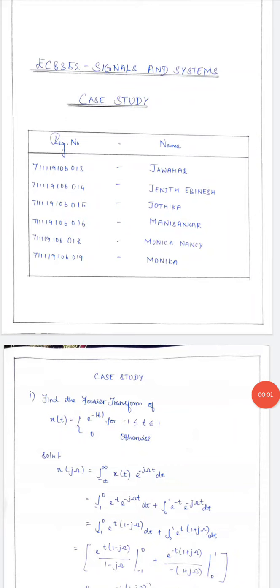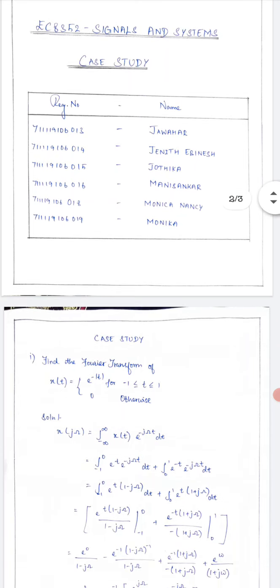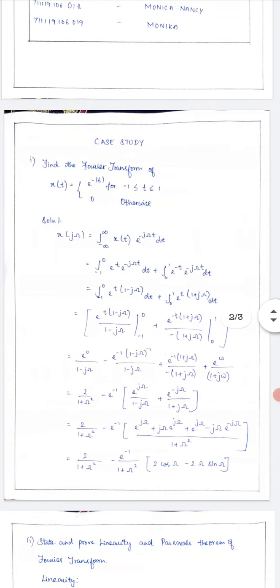Hello everyone, we are group 3 of EC doing a case study on Fourier transform and its theorems. First we will look at a problem about Fourier transform. Here it goes: find the Fourier transform of x(t) equal to e^(-|t|) for t lying between -1 and 1, otherwise 0. Now we will see the solution for this problem.